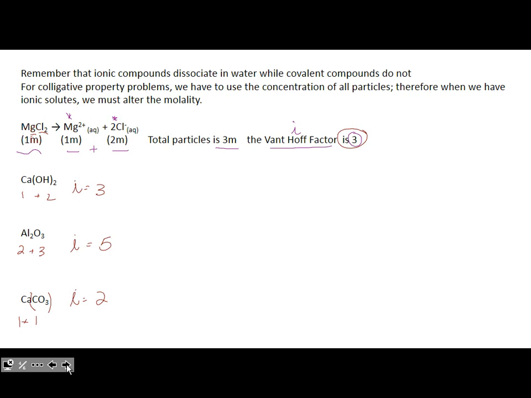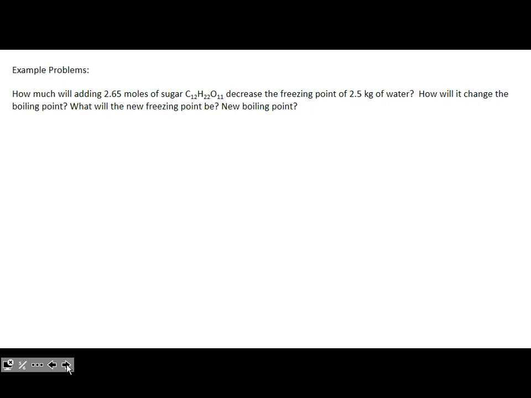Okay, I'm going to take a minute to do just a problem or two with you, and I'm going to move along pretty quickly here. And then you can do your problem set that's at the bottom of the page. So it says, how much will adding 2.65 moles of sugar decrease the freezing point of 2.5 kilograms of water?